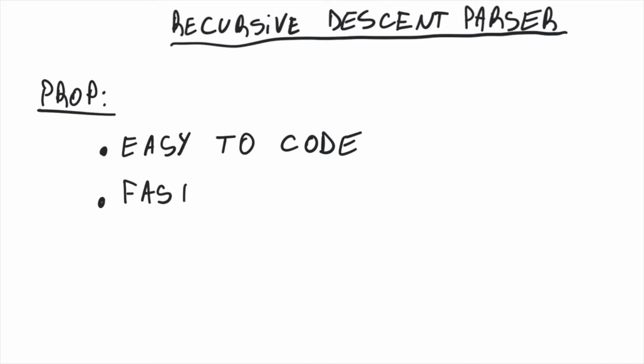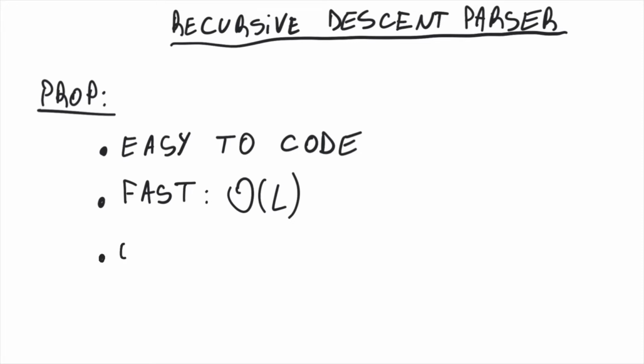Next, it's fast. So recursive descent parsers are O(L), where L is the length of the string. So if you have an input of length L, it takes O(L) time to use a recursive descent parser to parse it and either evaluate it or decide that this is a well-formed or not well-formed expression.